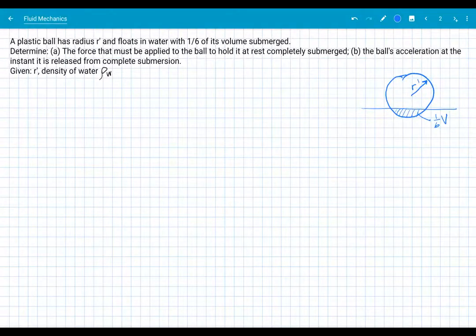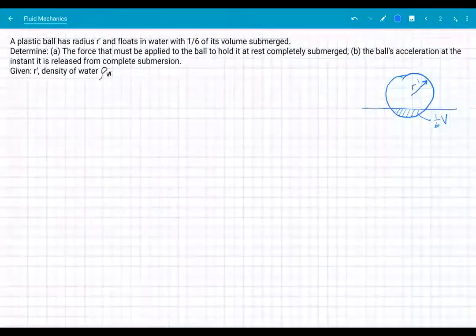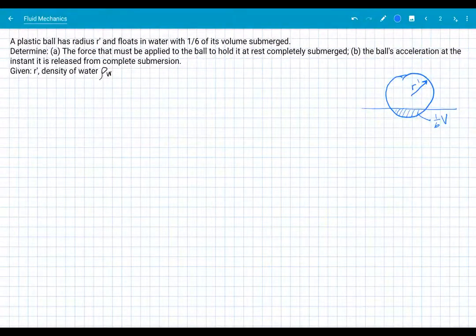Moving on. Determine A, the force that must be applied to the ball to hold it at rest, completely submerged. So you can maybe imagine this if you played in a pool with a beach ball or some kind of ball that floats. It's sitting there on the top of the water, and then you can put your hand on it and submerge it, right? You can push it down under the water. We've probably all done this with buoyant things. And what's being asked here is how much force does it take to do that?